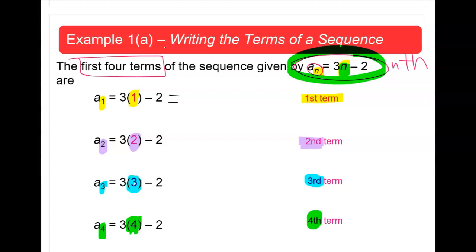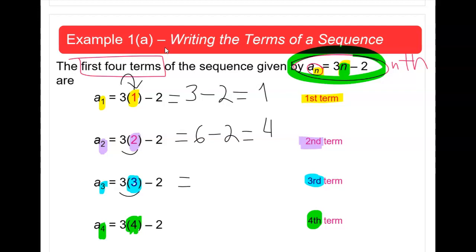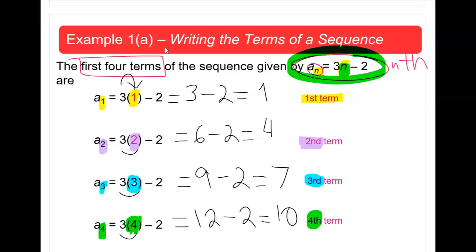Now let's simplify. Following the order of operations, we multiply first. So 3 times 1 is 3, and then we subtract 2, so 3 minus 2 is equal to 1. Then 3 times 2 is 6, and 6 minus 2 is 4. The next term is 3 times 3, which is 9, minus 2 is equal to 7. And here 3 times 4 is 12, minus 2 is equal to 10. So those are the first 4 terms of the sequence.